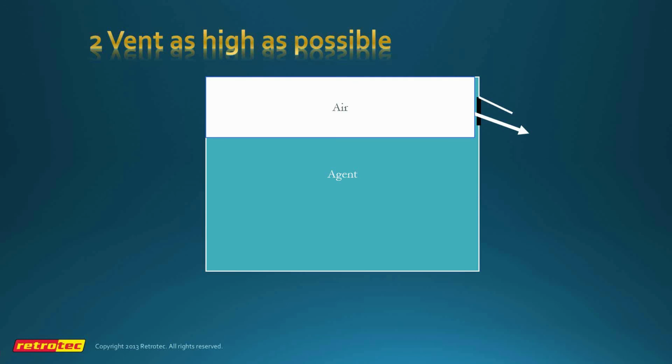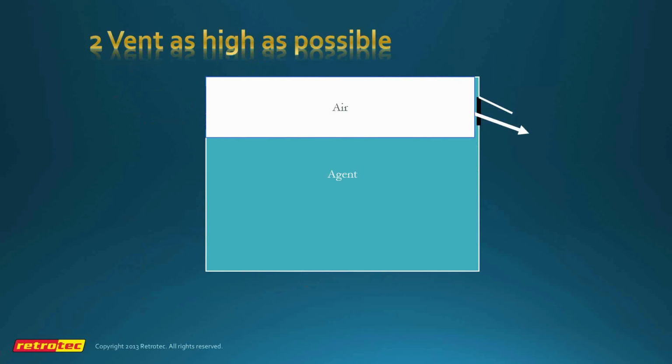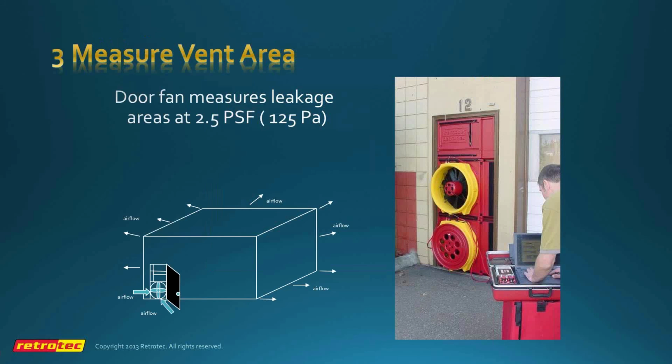Having the vent as high as possible is important. If we do that, we have to do a calculation to make sure that the suspended ceiling, if there is one, is vented properly so that the suspended ceiling doesn't get blown out when the system discharges. We should also be measuring vent area with our door fan in order to ensure that the vent area that we think we have is what we actually have. It's often much, much less than we think is there.